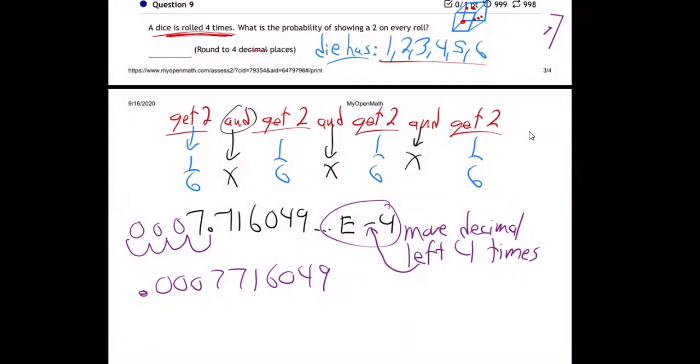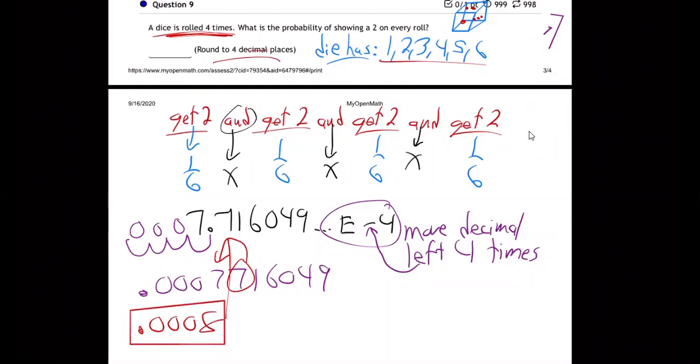They brought in zeros. And now we're supposed to round to 4 places. Right? Yeah, 4 places. So boom, right there. There's the 4th place. That 7 tells me to round up. 0.0008. There's my answer to the question.